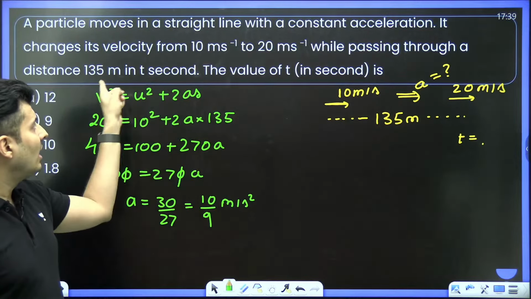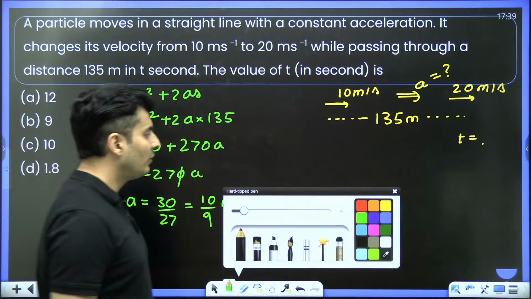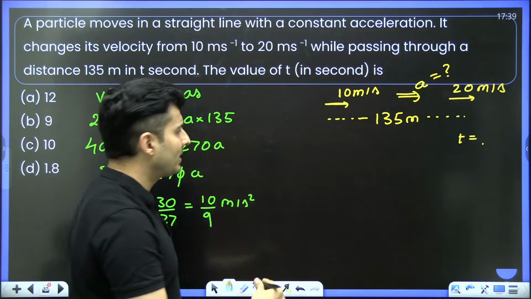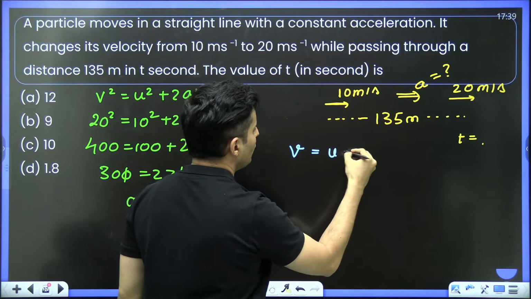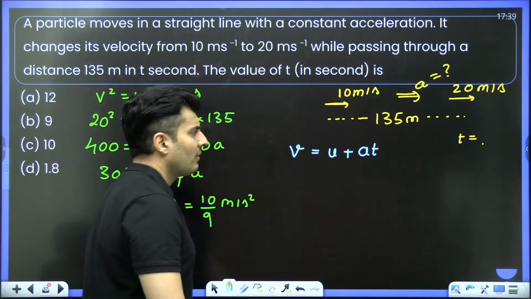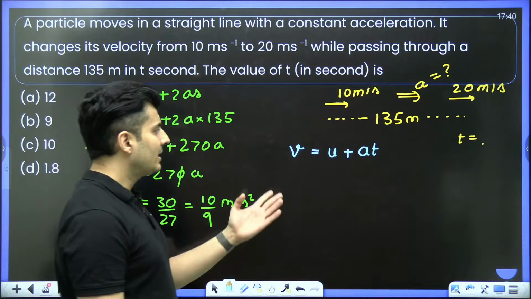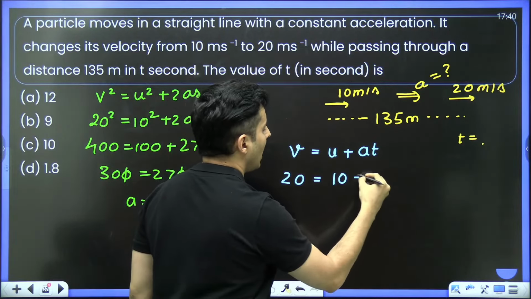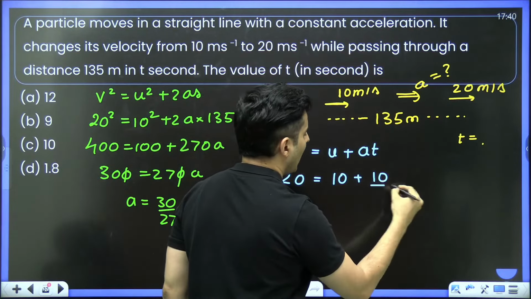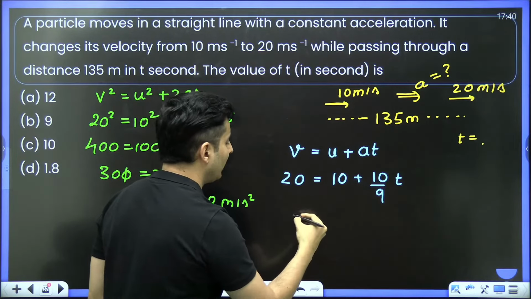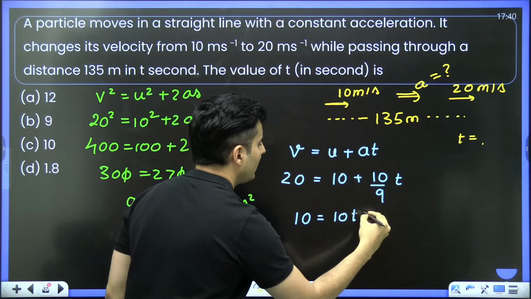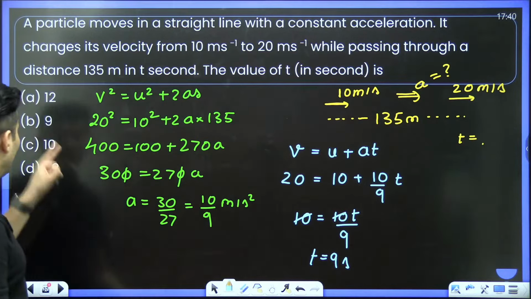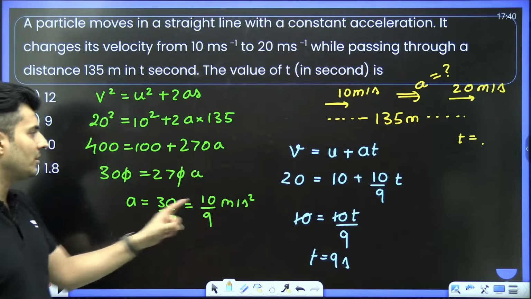But that's not what is asked. Asked is how much is the time taken. So for the time taken, my dear warriors, let's use, I think, V is U plus AT. If I use V is equal to U plus AT, guys, let's see what we get. Now final velocity is 20, initial velocity is 10, acceleration is 10 by 9 and into T. So 20 minus 10 is 10, so 10 is equal to 10T by 9, 10 cancels, so T will be basically 9 seconds, which is option B. Yes, it is option B.